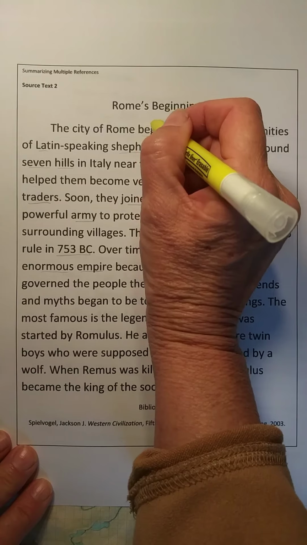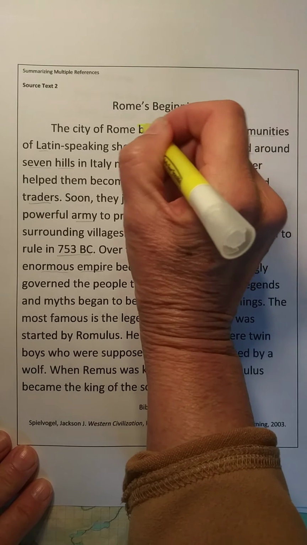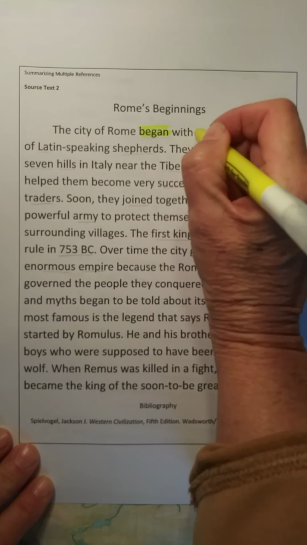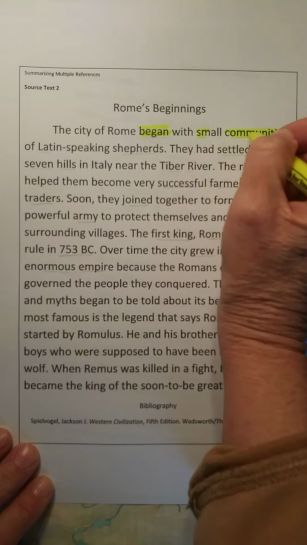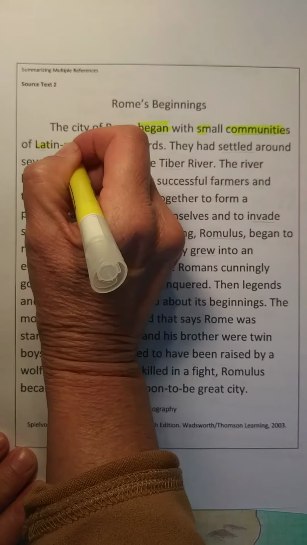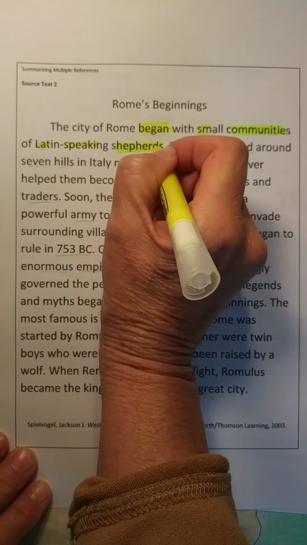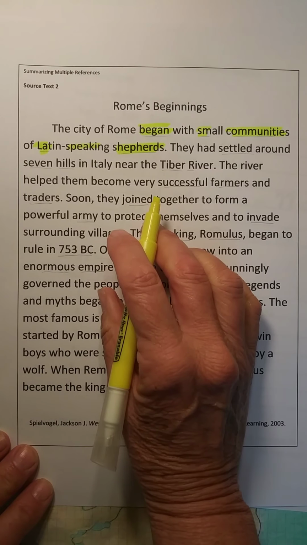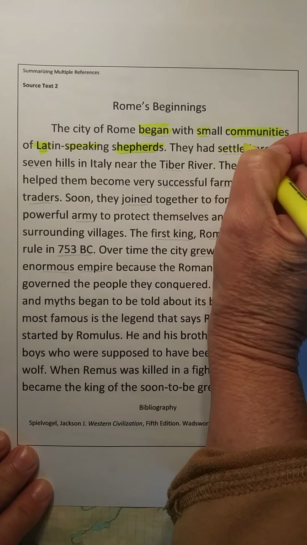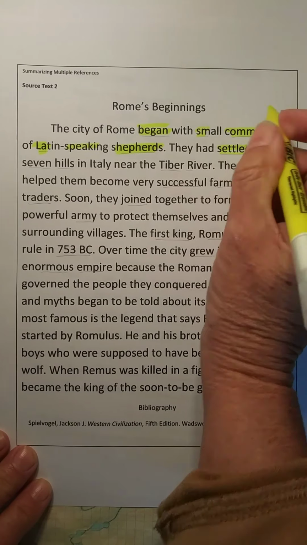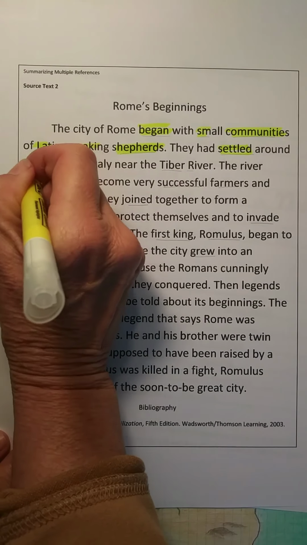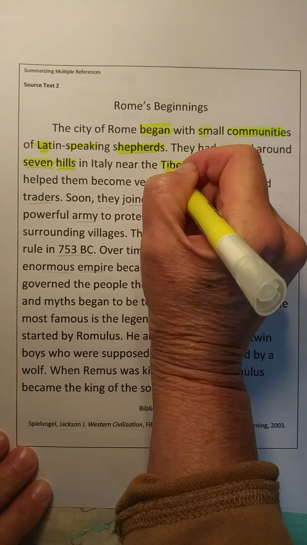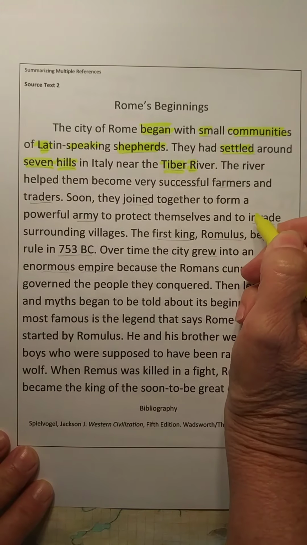The city of Rome began with communities, and I might put SM for small, but they were communities of Latin-speaking shepherds. Shepherds is the main idea. Latin you can abbreviate with LAT. They had settled near 7 hills, and you can use the number 7 for that, near the Tiber River. Again, Tiber R.